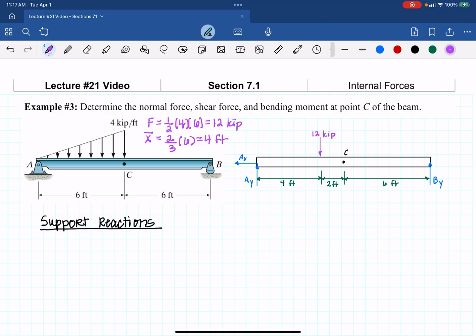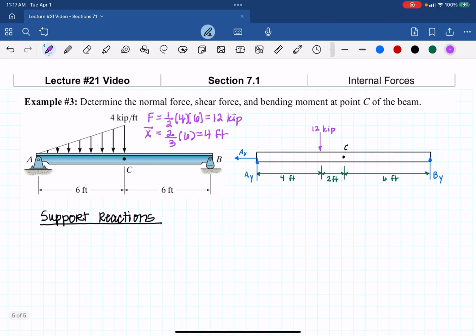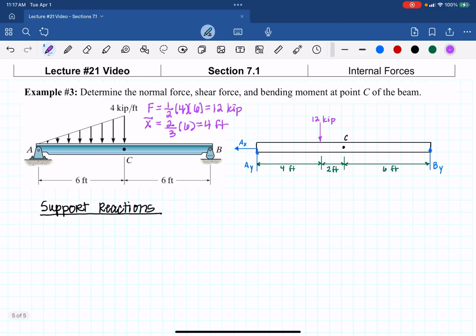So now I need to solve for my support reactions. So I'm going to draw this one from the left side this time, so you just get to see what it looks like from the left side. So I need to find A of X and A of Y in order to draw my beam. So the first thing I'm going to do is sum the forces in the X direction because there is only one. So I know that A of X equals 0.